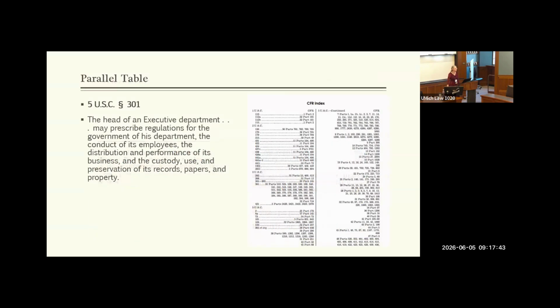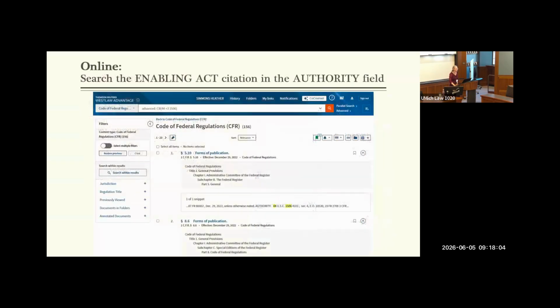So here's an example of the parallel table. 5 USC 301 just says heads of executive departments get to make regulations. It's a very general set, but this is what it looks like. You get your USC section numbers on the left and your CFR parts on the right. Favorite source. You can do this online, by searching the Enabling Act section numbers in the credits field.